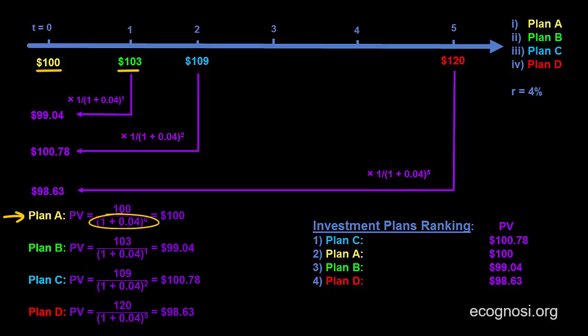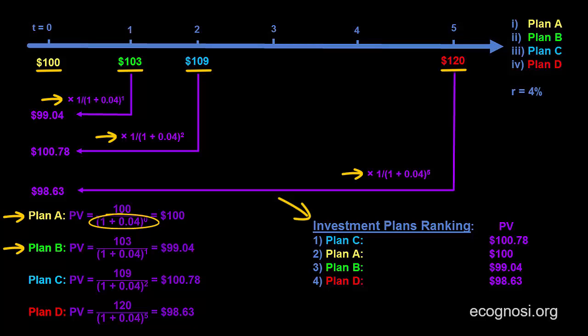As regards Plan B, it sits at t equals 1. Therefore, we need to discount the $103 related with that plan for 1 year to take it back to year 0. To achieve that, we multiply by the 1 year present value factor or discount factor. You can see the calculation both on the timeline and down here. Similarly, we discount the amount associated with Plan C for 2 years and the one with Plan D for 5 years. Now that we have everything at the same point in time, we can rank them.